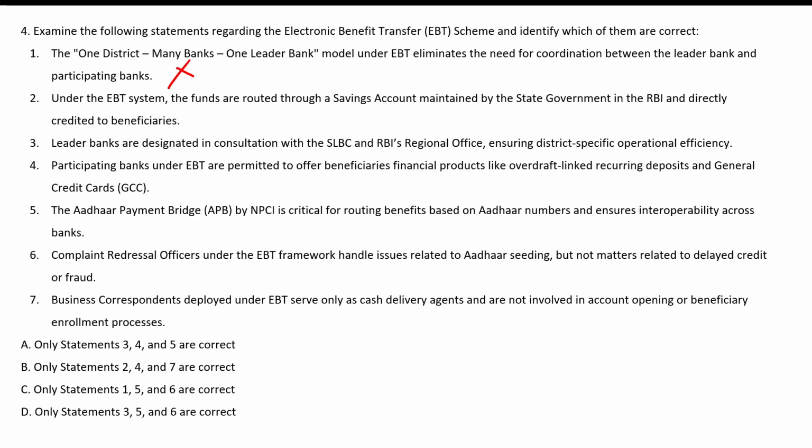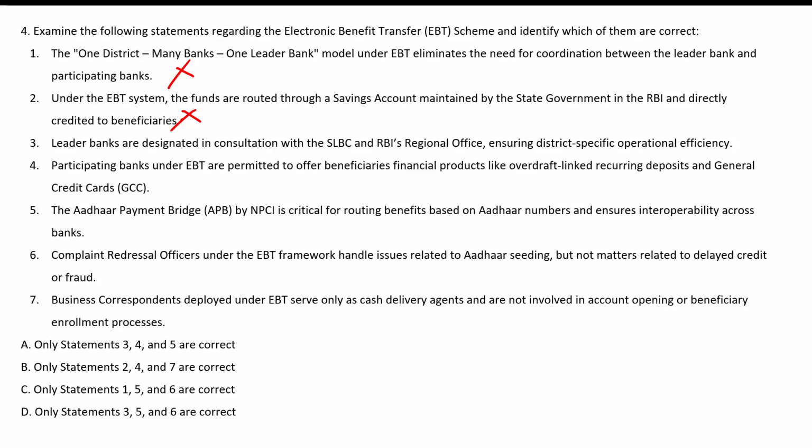Under the EBT system, the funds are routed through savings accounts maintained by state government and RBI and directly credited to beneficiaries. No, funds are routed through the nodal department in the Leader Bank. The Leader Bank then sends it to other banks, which send it to the beneficiaries. So the statement is also not correct.